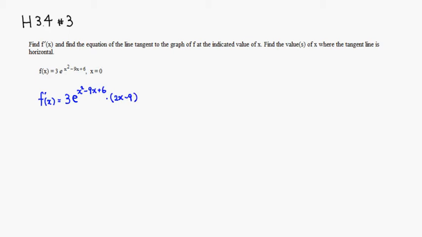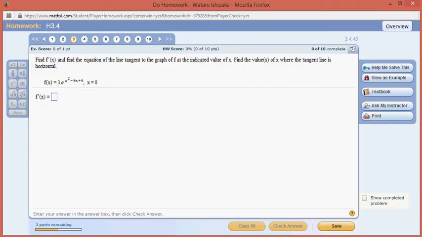So let's type this in. We had 3, and I'm going to put the 2x minus 9 in front. Then you have e to the x squared minus 9x plus 6. Let's check the answer.